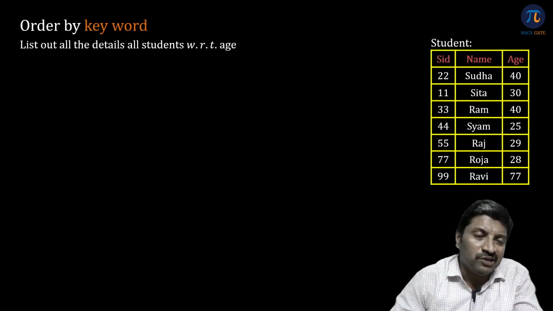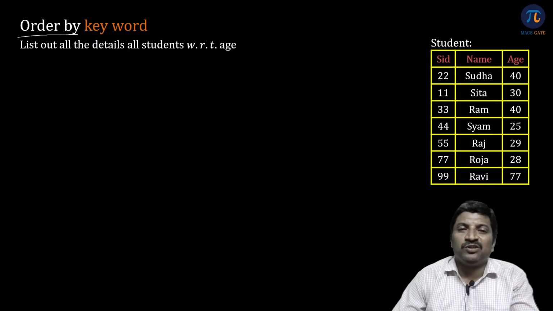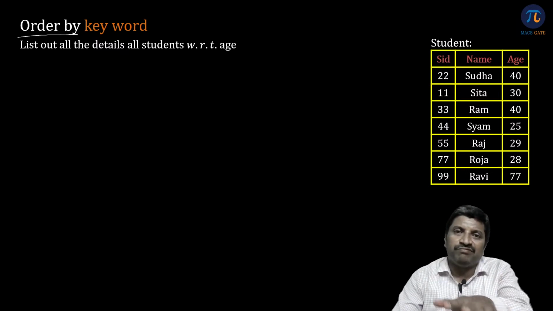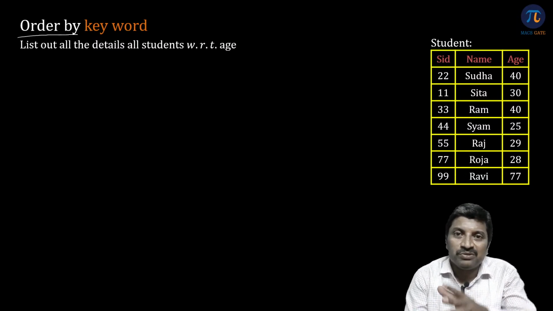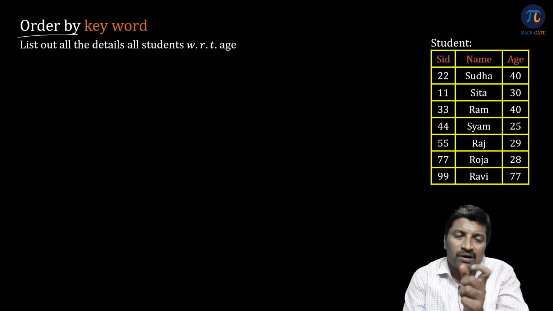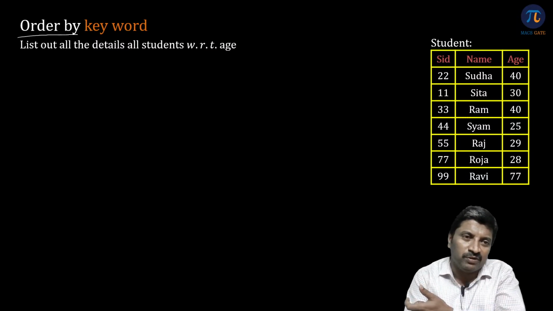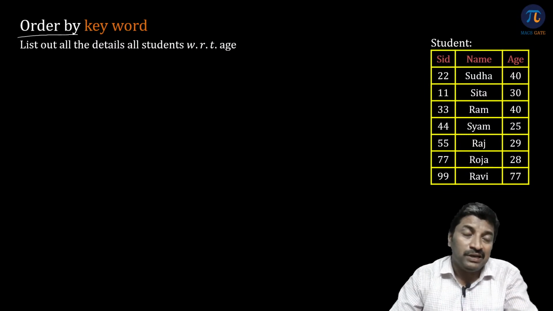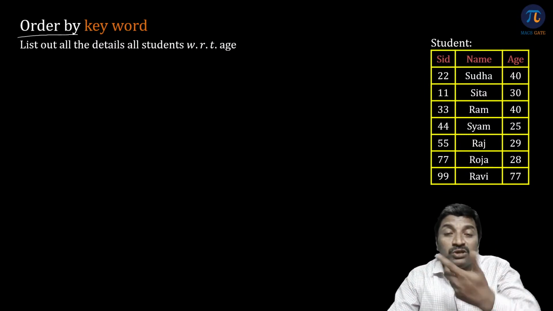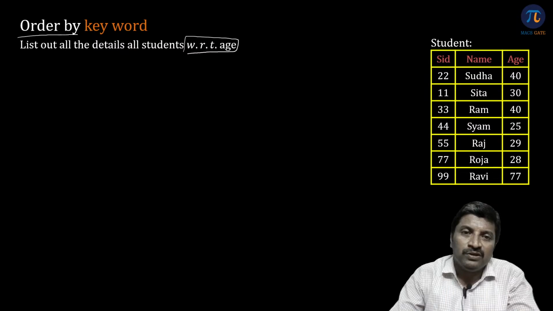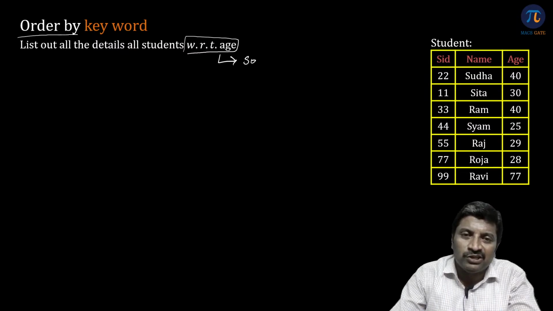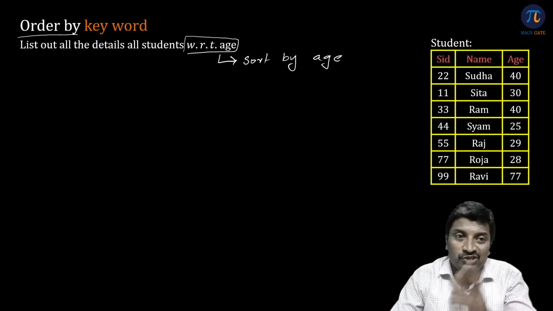The next one, order by. What is order by? Sir, we already got the information we need. But after I have the information, I want to sort it. Something like I want to display with respect to name, or I want to display from younger to older people. The answer is the same, but how to display? When displaying, I want to sort it by age. So we are sorting the records by age.